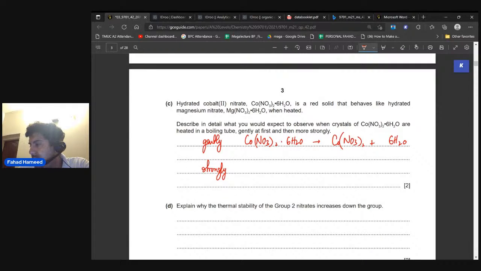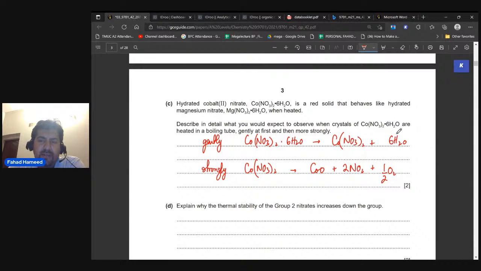Okay, so when you write strongly heated, what happens is the cobalt nitrate that has been formed will eventually decompose and it will form cobalt oxide. Plus, it will form NO2, which is a brown gas, and will release oxygen gas molecules. So basically, we're writing an equation for magnesium nitrate. So the question is, what you would observe, not describe in detail what you would expect to observe. So it's not about writing equations, it's more about observations.